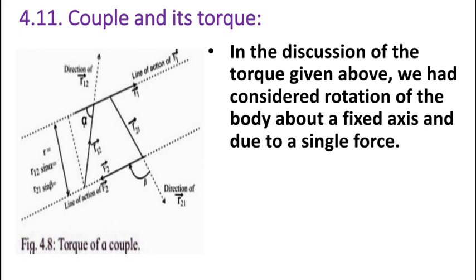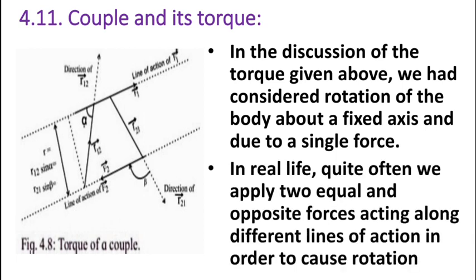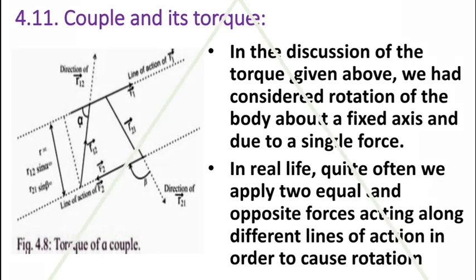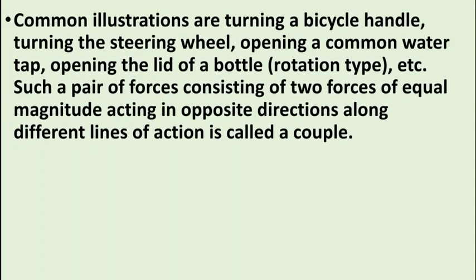In the discussion of the torque given above, we had considered rotation of a body about a fixed axis and due to a single force. In real life, quite often we apply two equal and opposite forces acting along different lines of action in order to cause rotation. Common illustrations are turning a bicycle handle, turning a steering wheel, opening a common water tap, opening a lid of a bottle, etc.